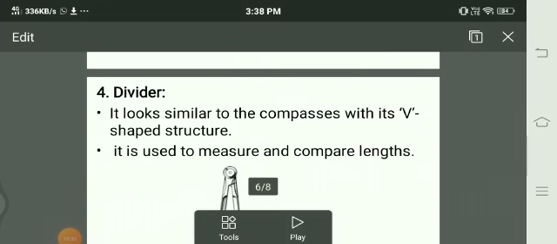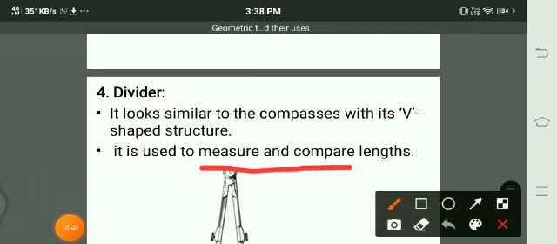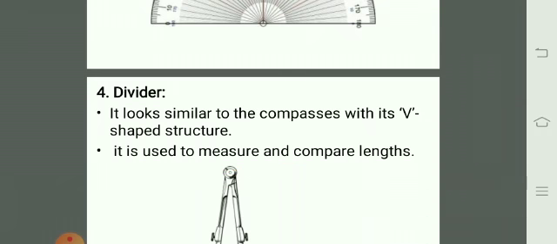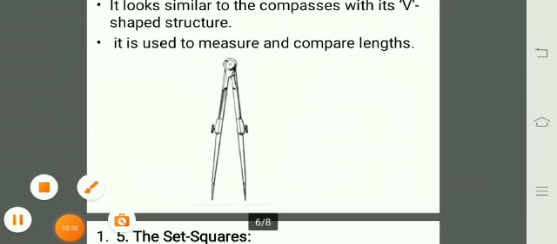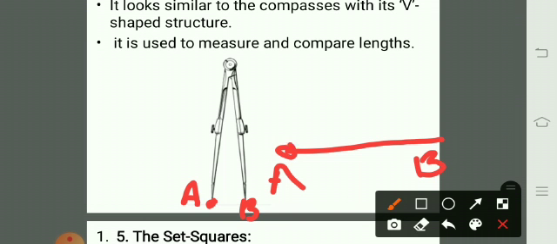Now what is the use of this? It is used to measure and compare lengths. So how can it measure and compare lengths? Simple. Suppose I draw a line here, the line AB, and I want to measure its length. I give names to these two points as A and B. We keep one end of the divider on A and the second on B, so it will be like this.